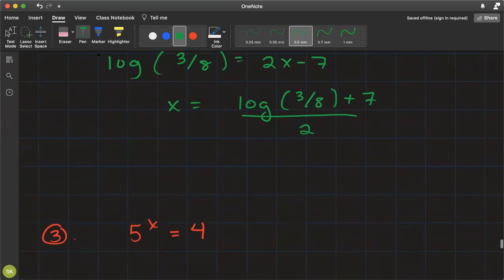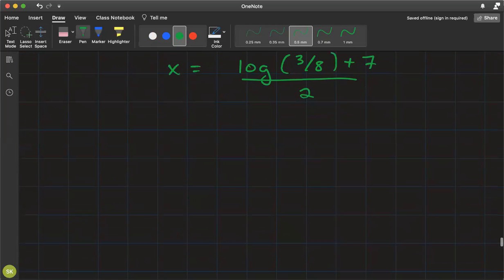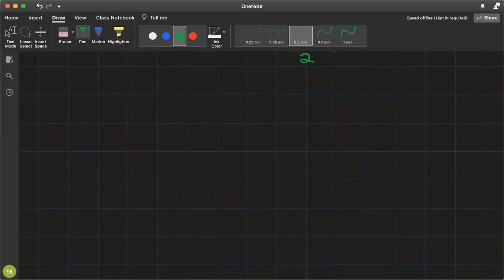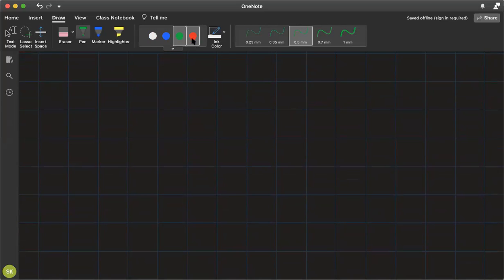Now we did some advanced problems. I just want to make sure that you understand what's happening here. So I'm going to do a really easy problem just to double check. So let's say I have 10 to the x is equal to 7. 10 to what power is 7?